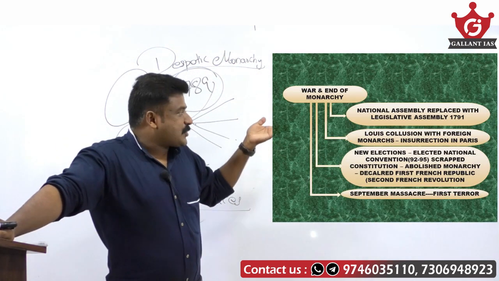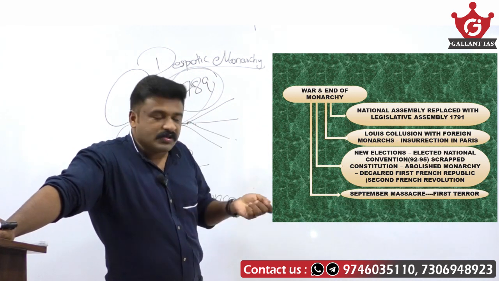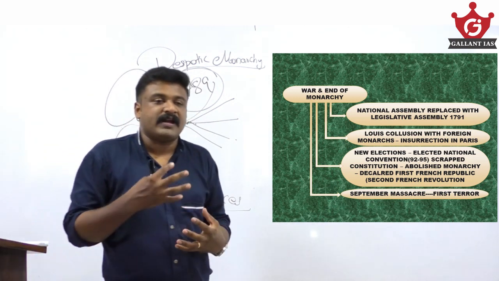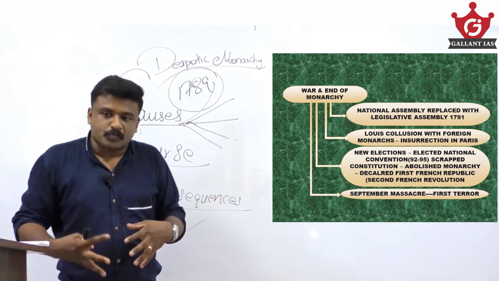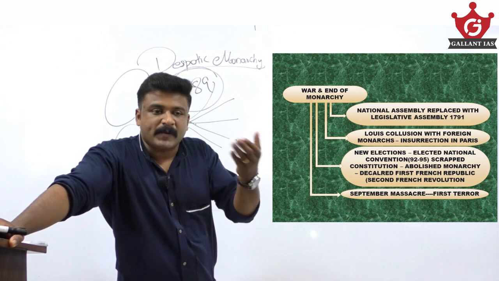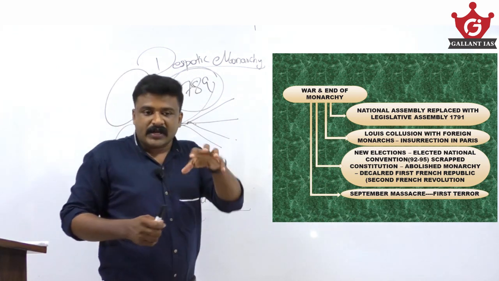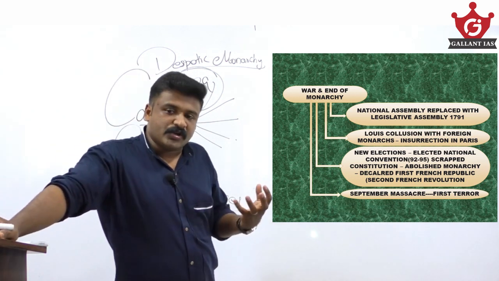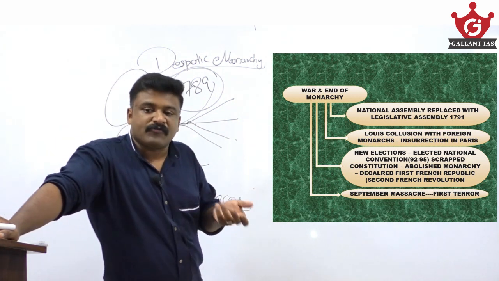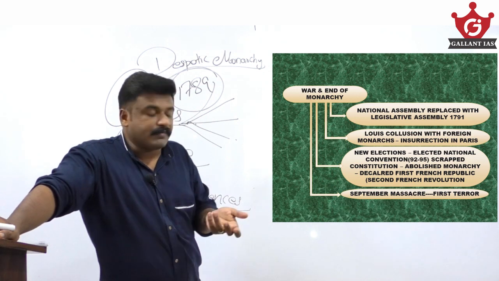Now after that, the National Assembly was replaced with the Legislative Assembly in 1791. Louis, yeah, colluded with these foreign monarchs. Here you can see that Louis XVI made a desperate attempt to bring himself back to power. He is under the constitution now, but he sided with and conspired with other foreign governments, for example Austria and others. They all decided to end this revolution in France and bring this king back to power. Then Louis conspired with these foreign governments, and what happened is that the revolutionaries became so angry.